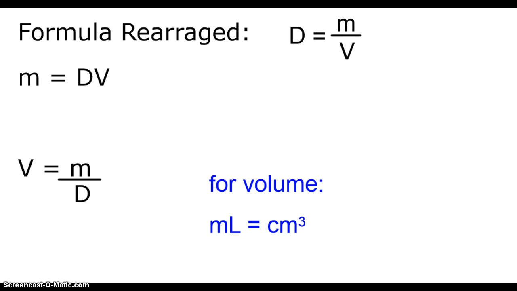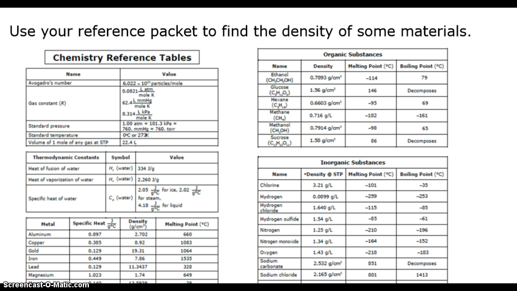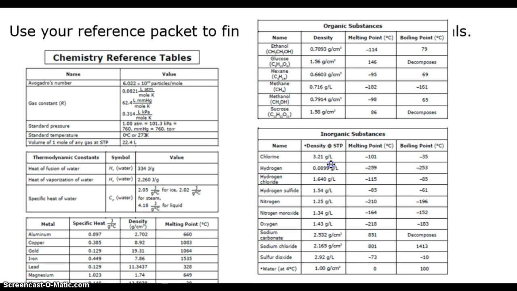For volume, you'll see either milliliters or cubic centimeters, and those two are equal, so you can interchange them. Now, in your reference packet on pages 1 and 2, you're going to see that you can find the densities for some of these materials. So this is page 1. You can see density down here at the bottom. And this is page 2, so we have density here for organic substances and density here for inorganic substances. And water is down here at the bottom, so you can see that. These were metals over here.